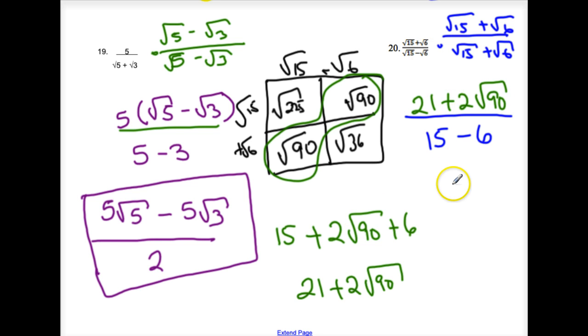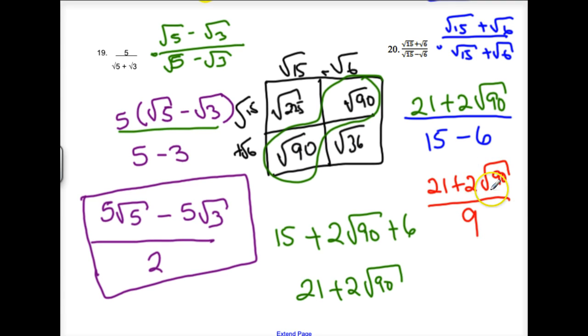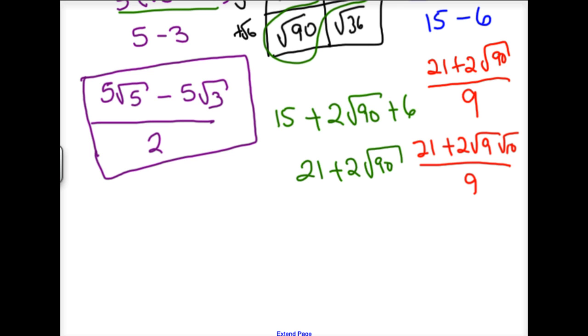And then I want to go ahead and simplify this. This will be 21 plus 2 radical 90 over, now you're going to just simplify your denominator, which is 9. With this, I know that I can simplify radical 90, which is going to give me 21 plus 2 radical 9 times radical 10 over 9. And this is where all our lessons are being combined. I am left with 21 plus 2 times 3 times radical 10 over 9.